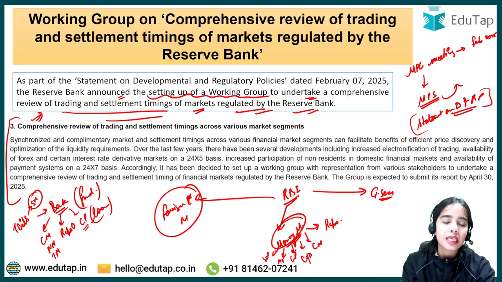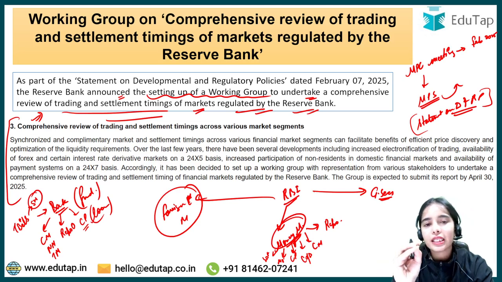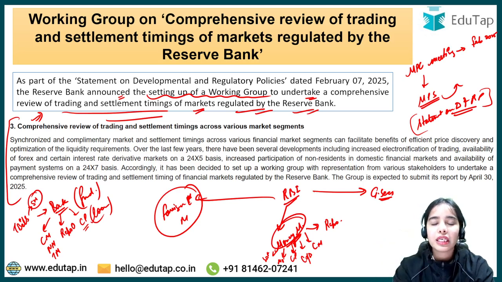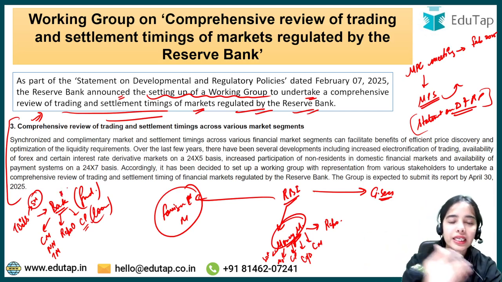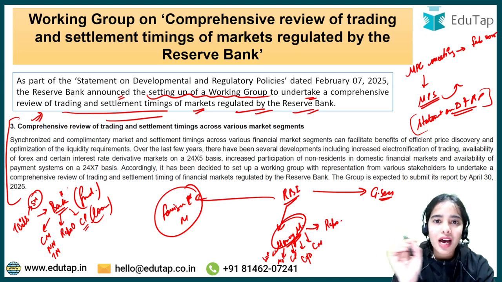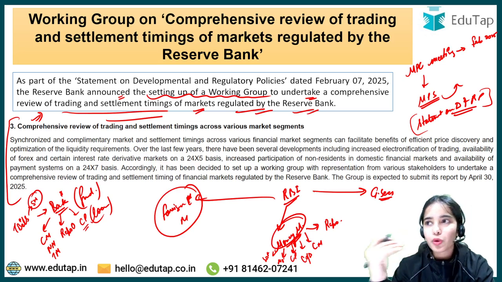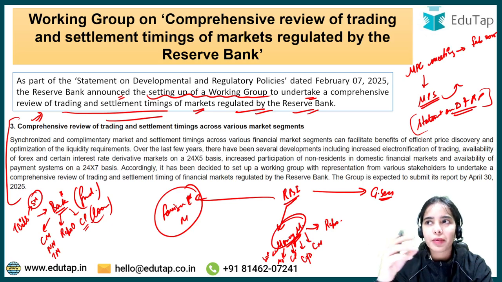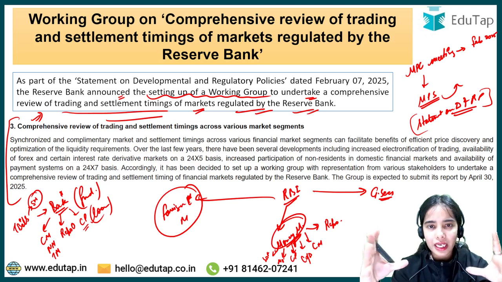Now let's say the trading timing or the settlement timing is different. That means, let's say the call money is being demanded by the bank today, and today only it is getting settled. So it will have a different rate. The repo rate can have a different rate because the repo has a different timing of settlement and trading.